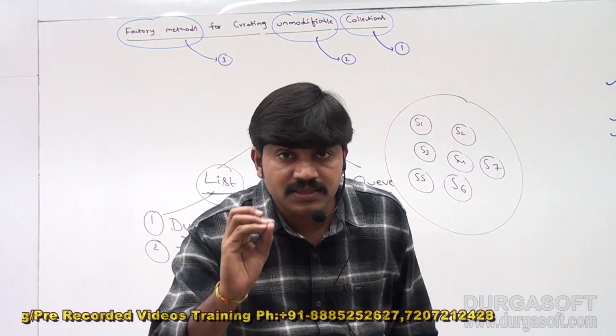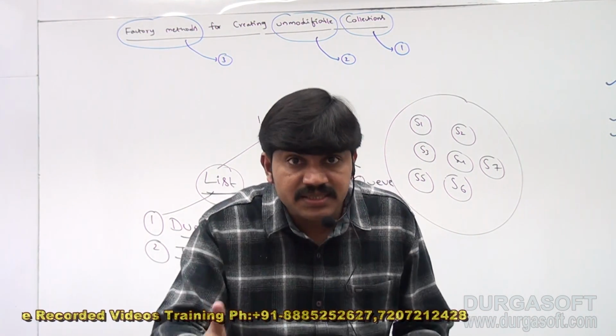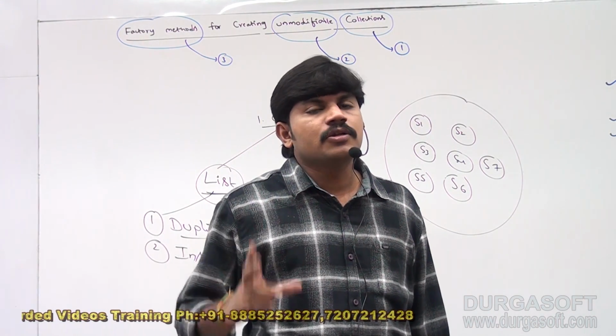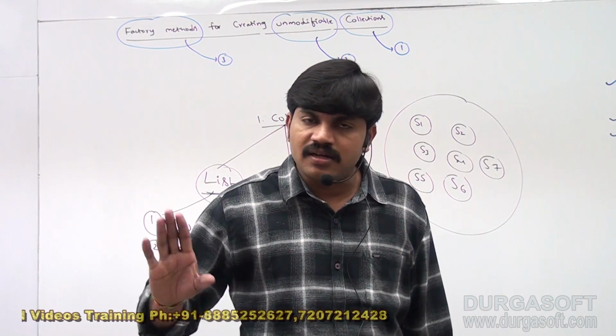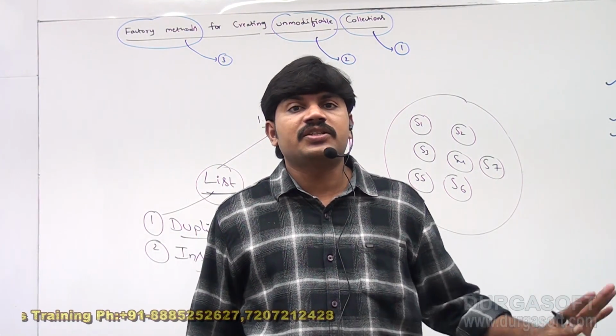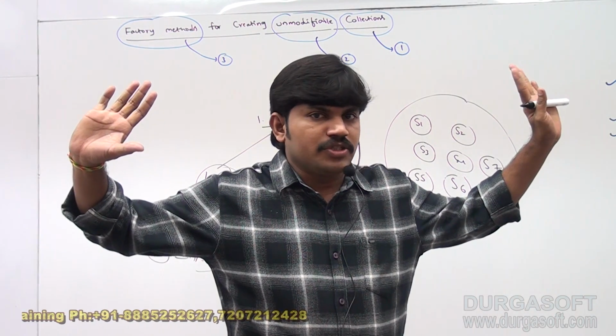If any person is asking what is the difference between list and set, you should tell, in the case of list, duplicates are allowed, insertion order preserved. But in the case of set, duplicates are not allowed, insertion order not preserved. Are you in a position to understand, right?